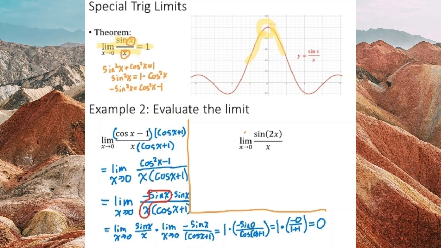I can't do anything about the sine 2x, but I can multiply the numerator and denominator by 2. And then in the numerator, I can kick this 2 out of the limit. So I have 2 times the limit as x approaches 0 of sine 2x over 2x. Note that the input of sine and my denominator are both the same, and they do both approach 0 as x approaches 0. So that limit will also be 1, and 2 times 1 is 2. So the limit as x approaches 0 of sine 2x over x will be 2.